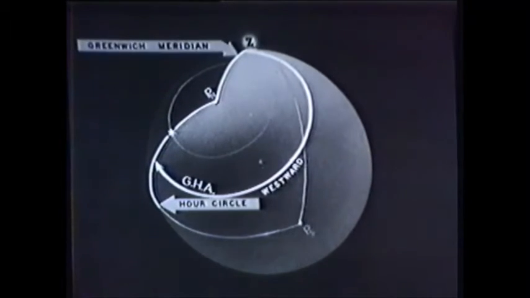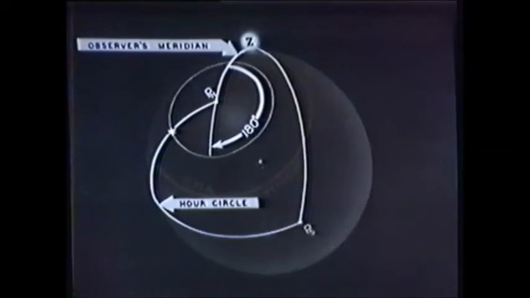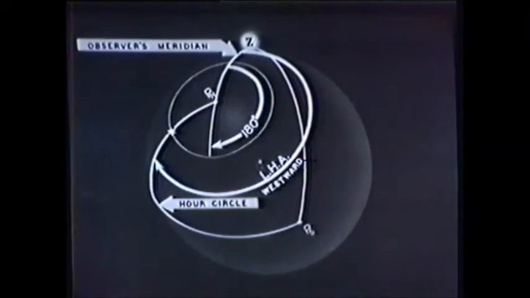If the angle is between the Greenwich meridian and the hour circle through the body, then the angle is called the Greenwich hour angle, which is also measured to the westward. Now, as the local hour angle always increases to the westward, it is possible for it to be greater than 180 degrees.